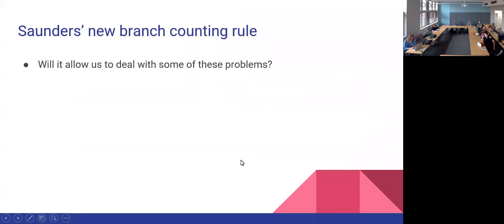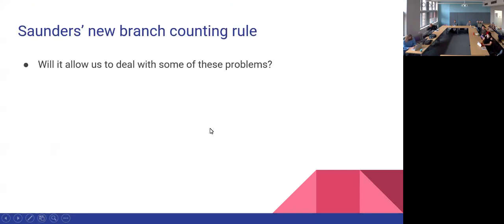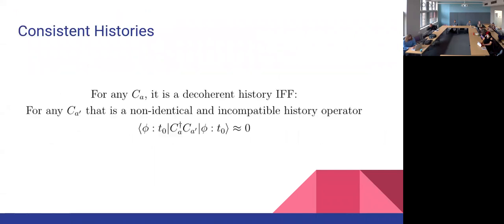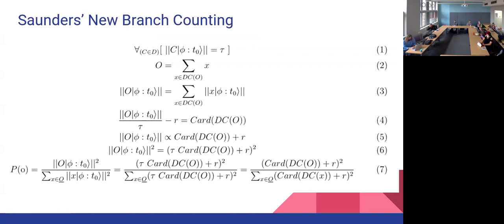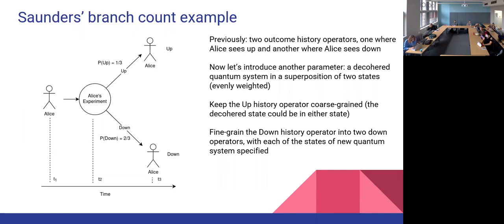Let's go back to. So we would have had a history that would represent, say, Alice seeing up here, and a history of Alice seeing down. And instead, now what we're doing is we're fine-graining those histories such that they're now composed of equal amplitude histories, such that the cardinality of each of these histories is proportional to the returned amplitude when you apply that history operator.